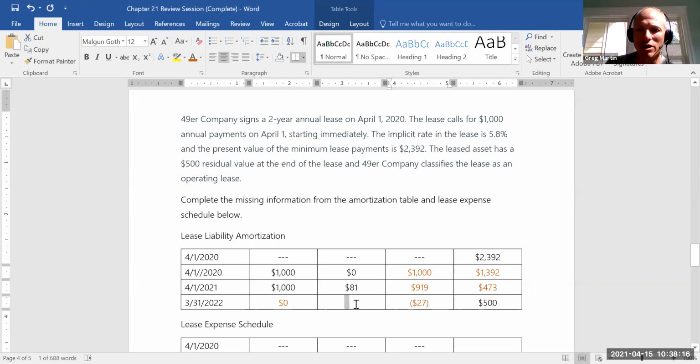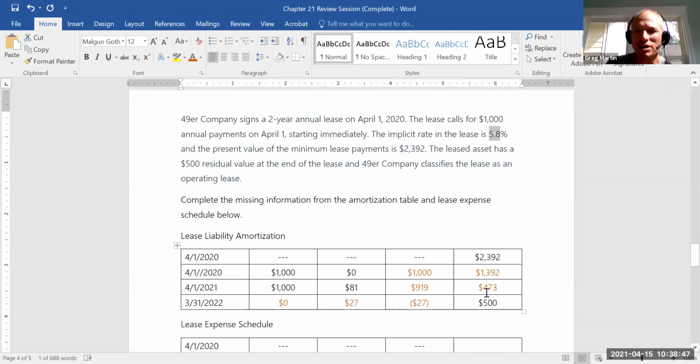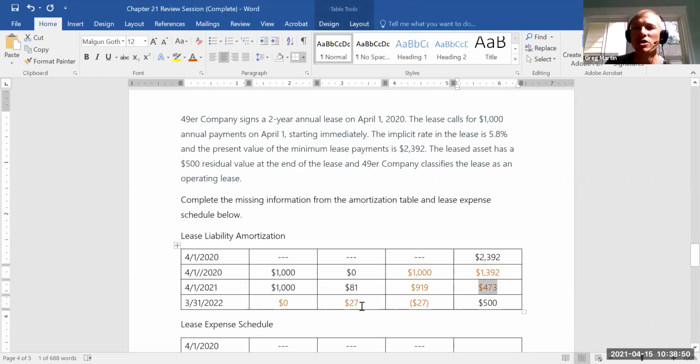What does that tell us then about the inferred interest? What must the inferred interest be? Say that again. Can I say something? Yes. The $27 is also when you multiply 473 times the 5.8%. Yes, exactly. So you can also directly calculate it by taking the implicit rate, 5.3% times 473, and you're going to get the $27. Yes, so you absolutely can calculate it as well.